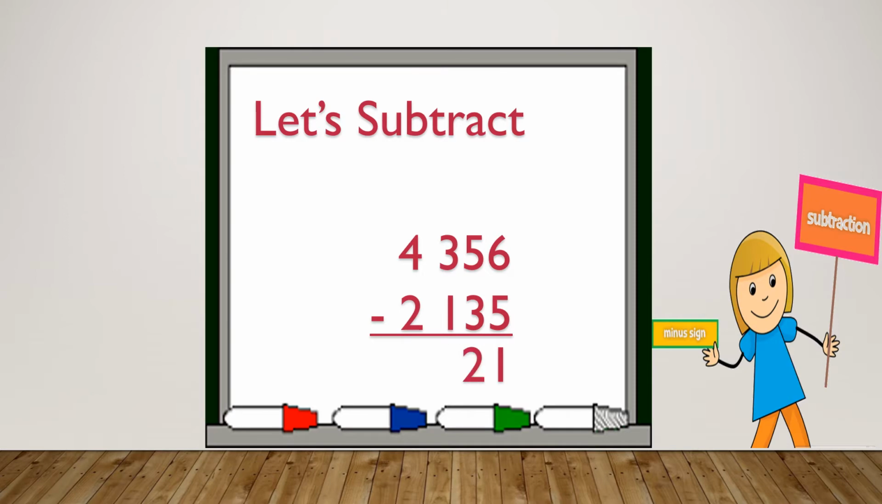Then we will move to the hundreds place, where we will subtract 3 take away 1, and that gives us 2. Then we will move to the thousands place. 4 take away 2 gives us 2. So our difference is 2,221. Go to the head of the class.